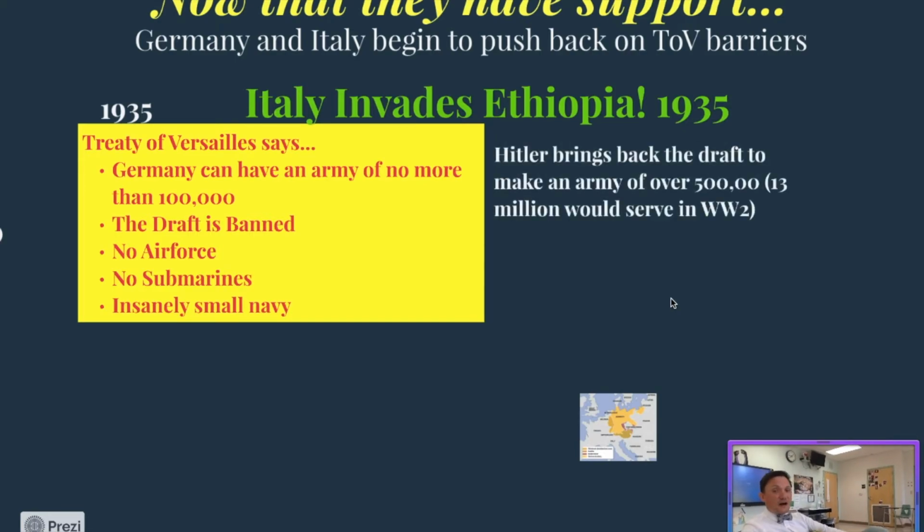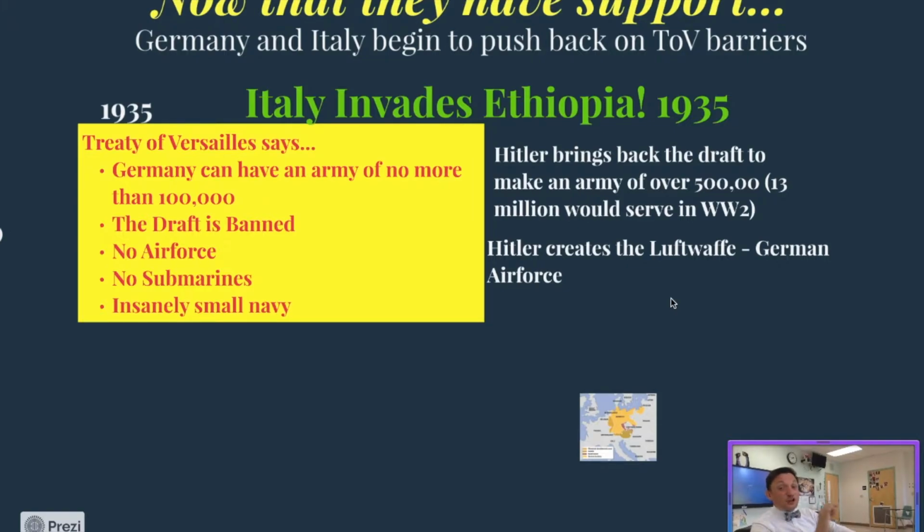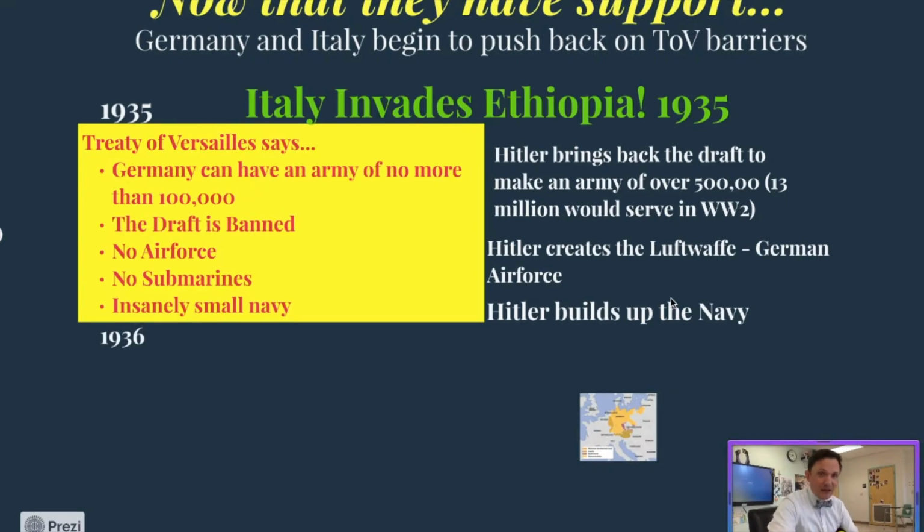Well, in 1935, Hitler begins to bring back the draft. He makes his army of over 500,000. 13 million Germans would actually serve in World War II. Hitler's going to create the Luftwaffe, which is the German Air Force, and he's also going to build up the Navy. So he's directly violating the Treaty of Versailles in 1935. And the Allies do nothing.